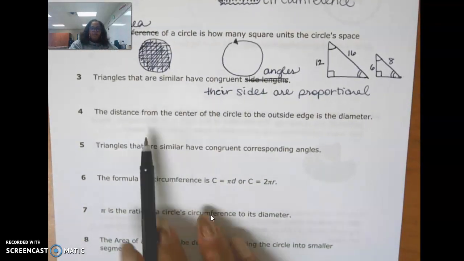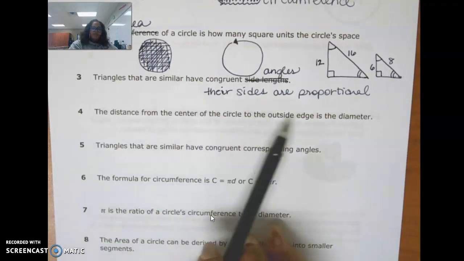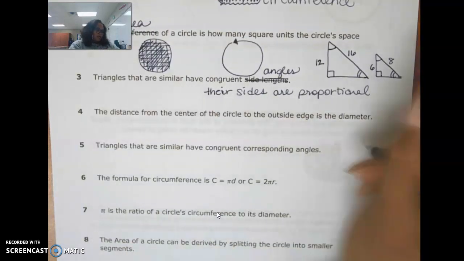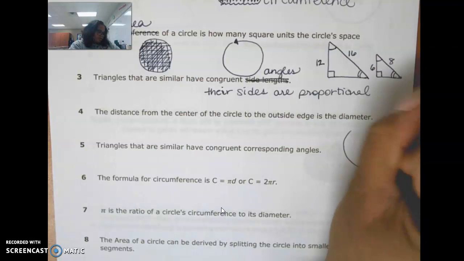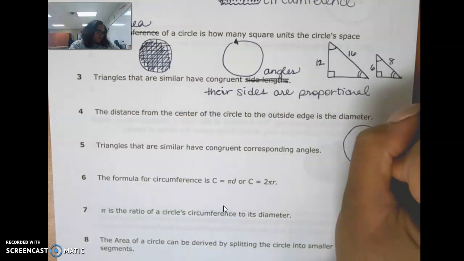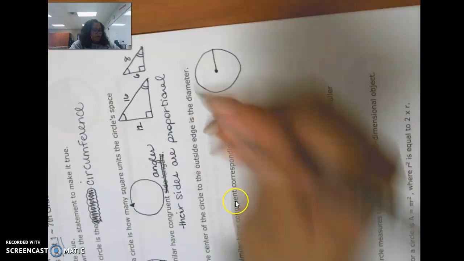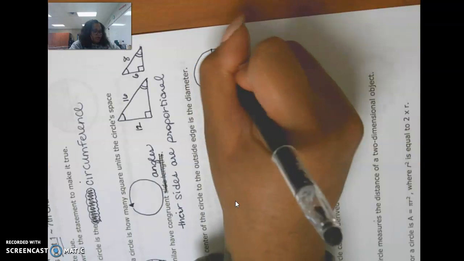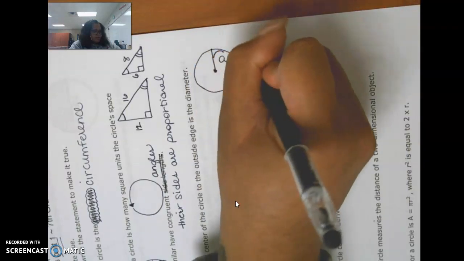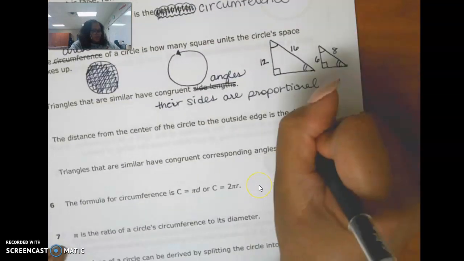Alright, the distance from the center of the circle to the outside edge is the diameter. If I draw a circle, and I give it a center, and I go from the center to the outside edge, I have made my radius. Not my diameter.